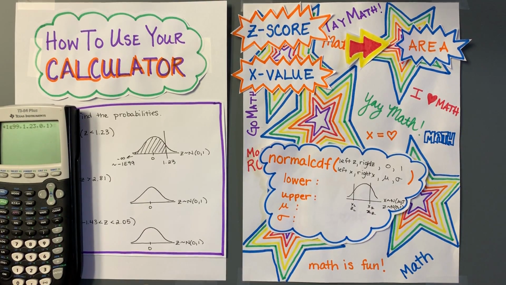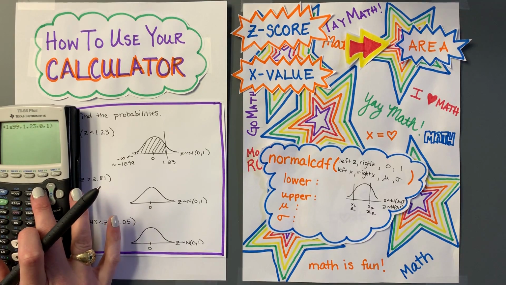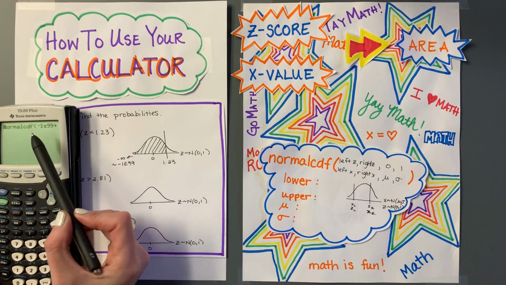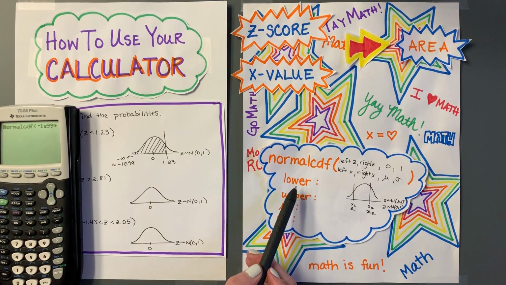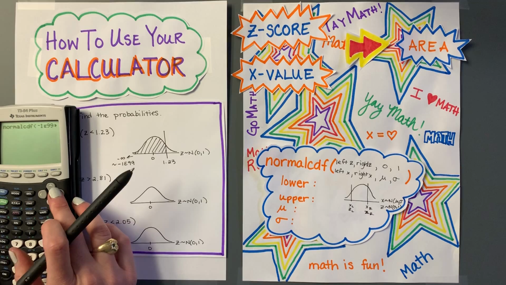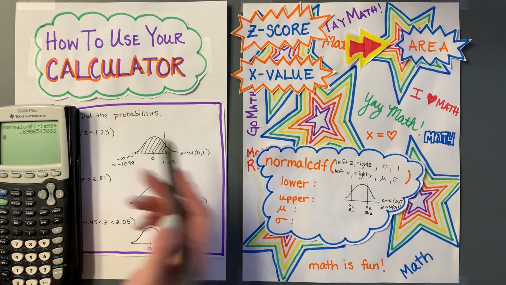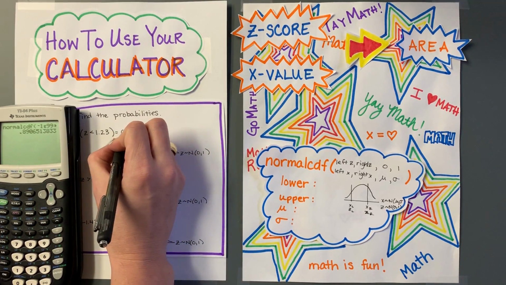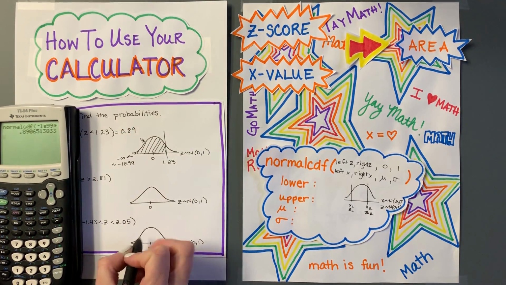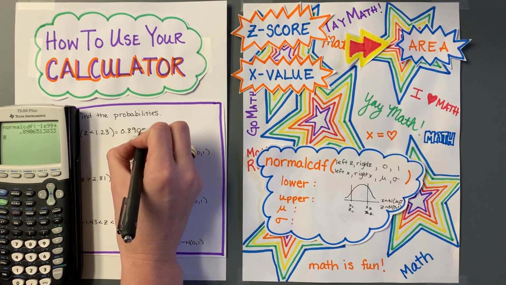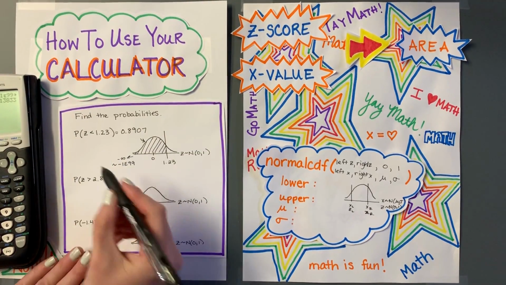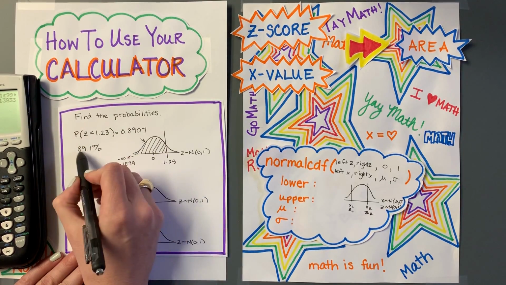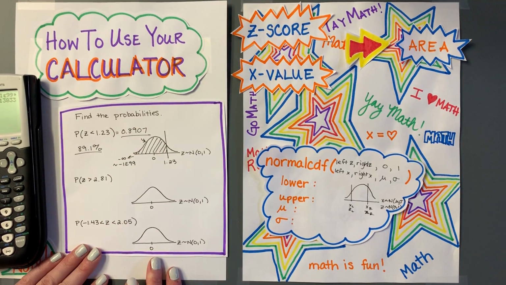If you don't have the updated operating system, you will get just the normal CDF printed on your screen with an open parentheses, and you will list lower, upper, mean, standard deviation in order. So this tells me that this area is 0.8907. So we could write this probability as 89.1%. You can represent it either way. Both of those would be correct answers.